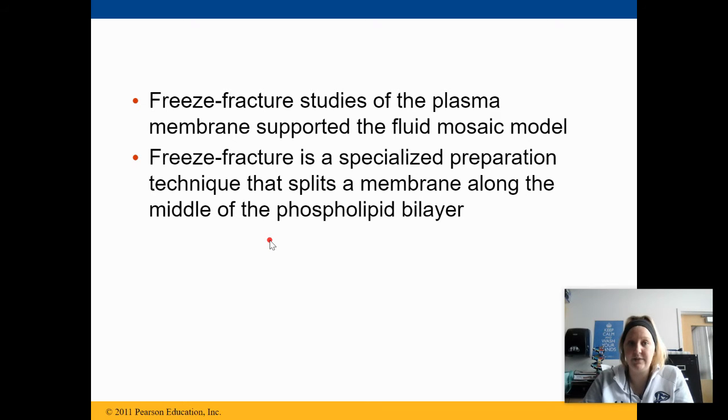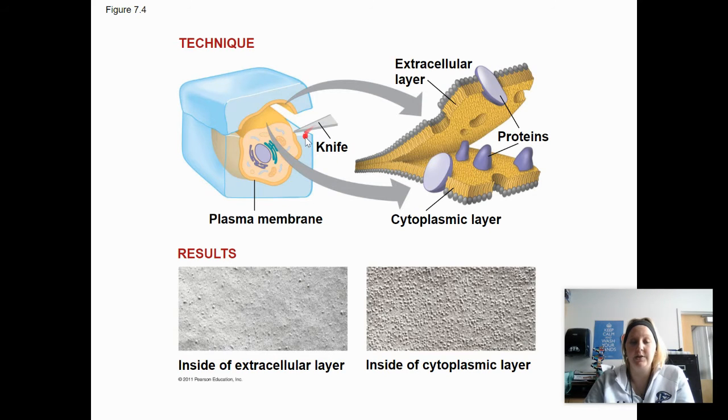That freeze fracture study of the plasma membrane supported the fluid mosaic model. This is a specialized preparation technique that splits the membrane between the hydrophobic regions, so pulling apart those two fatty acid tails to expose half of it so they could study its composition and what was inside of it. So this is what ended up happening. They did the freeze fracture of a cell, pulled off half of that membrane to study what it was like.